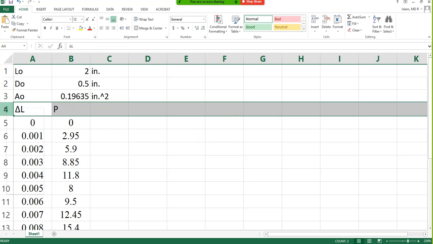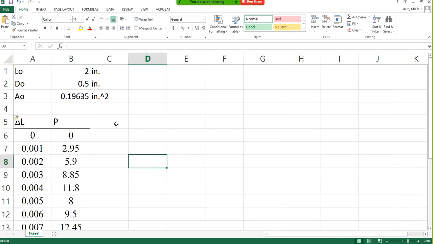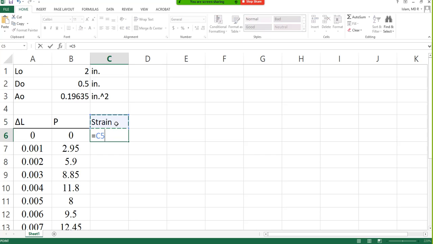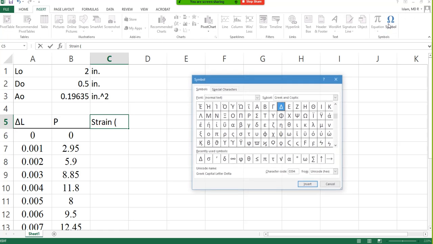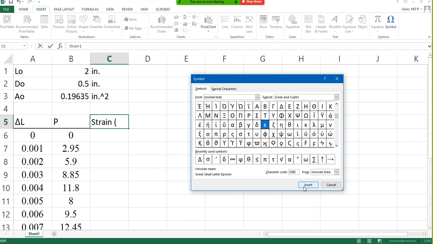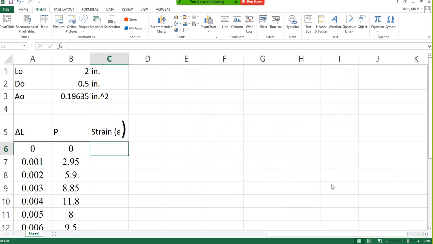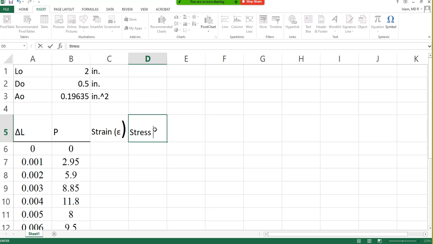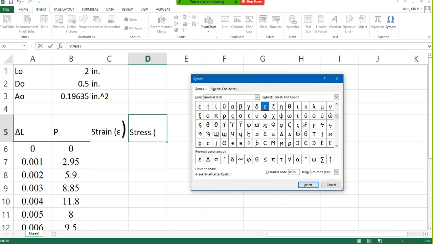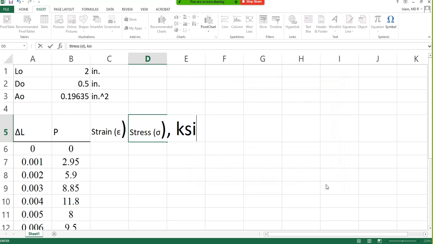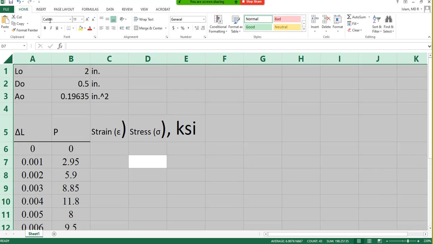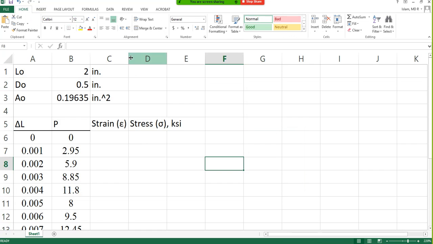Now what will we calculate? We'll calculate strain. This time I'm not writing the symbol, it will take time. Now how to find strain? Symbol is epsilon. Where is strain? Yes, this one. Then stress. What is stress? Stress is sigma. Oh, my sigma is here. Sigma has the unit KSI. And why is my font going very weird? Okay, make this a little bigger.